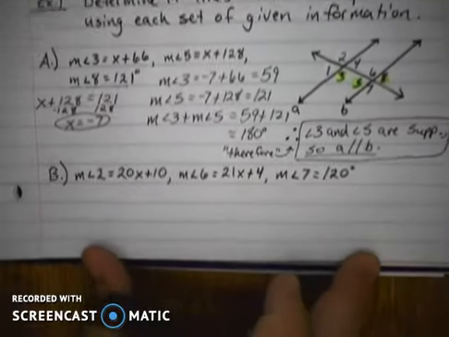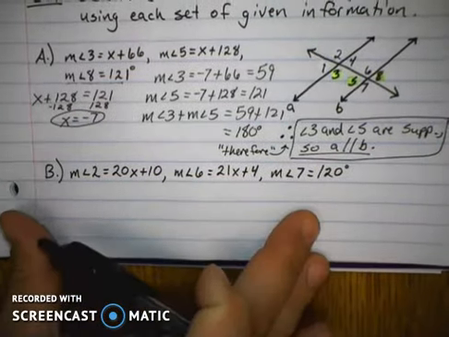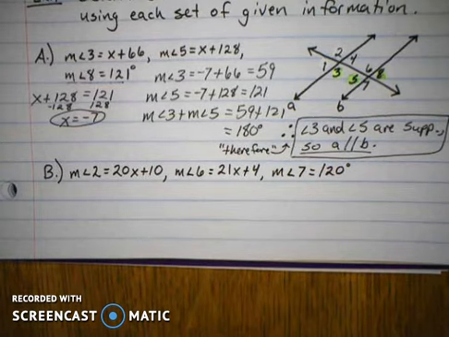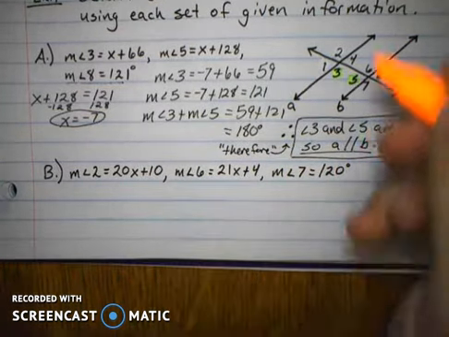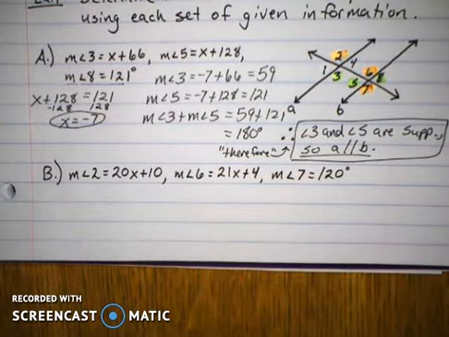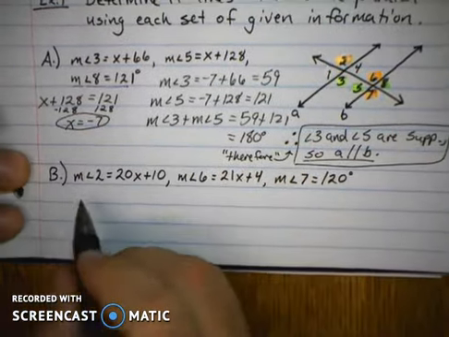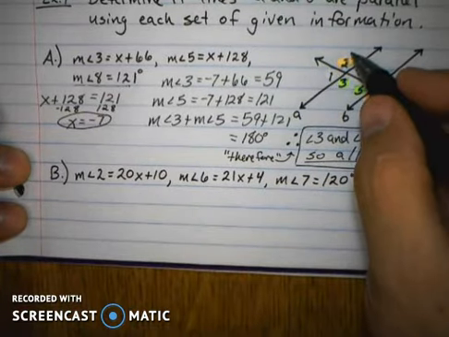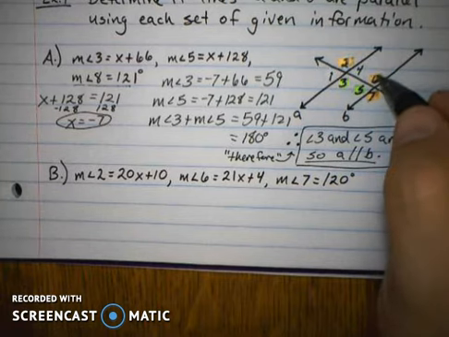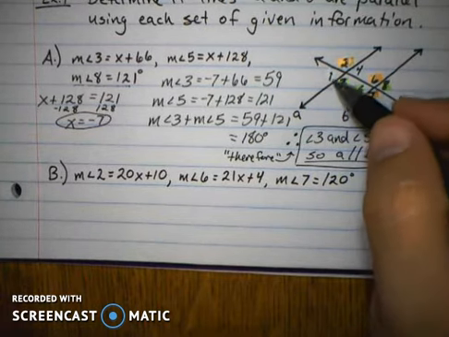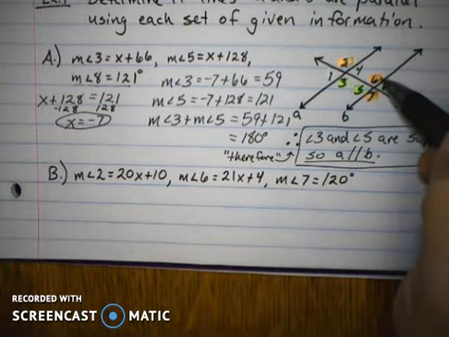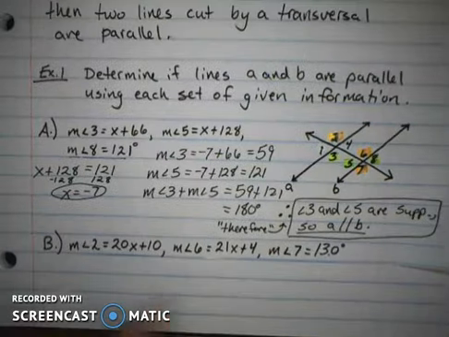Okay, we're going to try and do this again with the next one. We're going to use angles 2, 6, and 7 this time. Let's look at angles 2, 6, and 7. We're told that the measure of angle 2 is 20x plus 10. The measure of angle 6 is 21x plus 4. Those are corresponding angles. Again, they would be congruent if the lines are parallel, but we're going to use the reverse logic of that. We're going to see if these are parallel by first seeing if the corresponding angles are congruent.